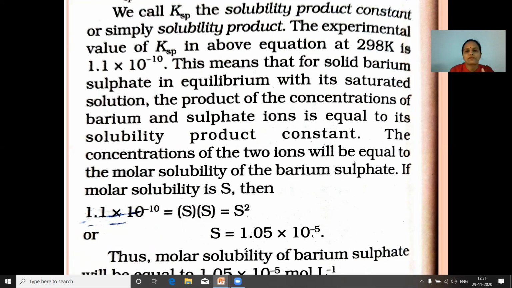So if molar solubility is S, then 1.1 × 10^-10 equals S times S, that is S squared, or S is equal to the square root of 1.1 × 10^-10, and its value comes out to be 1.05 × 10^-5. Thus, the molar solubility of barium sulfate is equal to 1.05 × 10^-5 moles per liter.